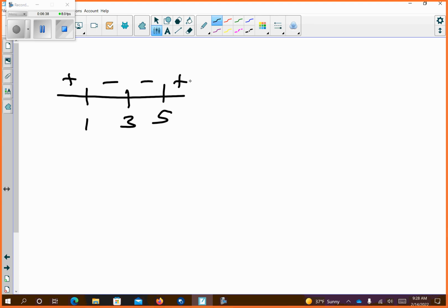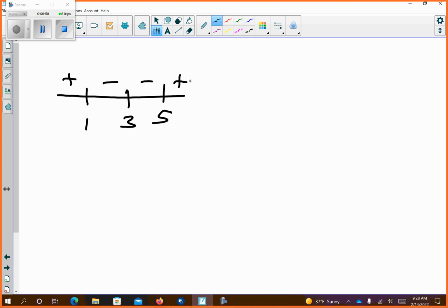The reason I know it's a point of inflection is because it goes negative, negative. It's the same sign. From the left side of 1 to the right of it, I go from a positive to a negative. So that means at 1, we have a local maximum. We have a maximum point. The graph comes up and then comes back down.